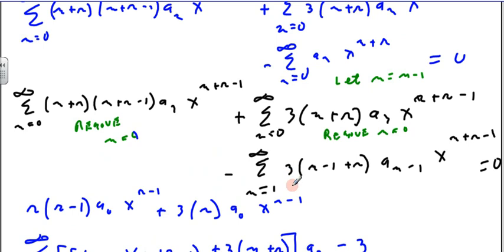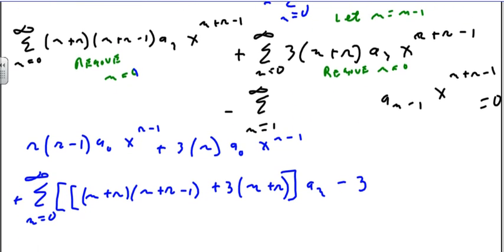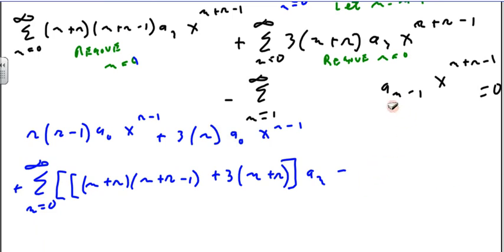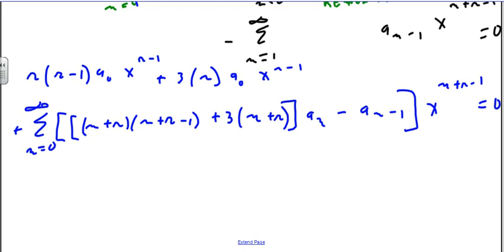There's no 3 here, so it's going to be minus no 3. I substituted in an n minus 1, so that goes away too. Okay, no 3, minus a n minus 1, x to the n plus r minus 1 is equal to 0. So in order for that to be the case, some things have to be equal to 0.